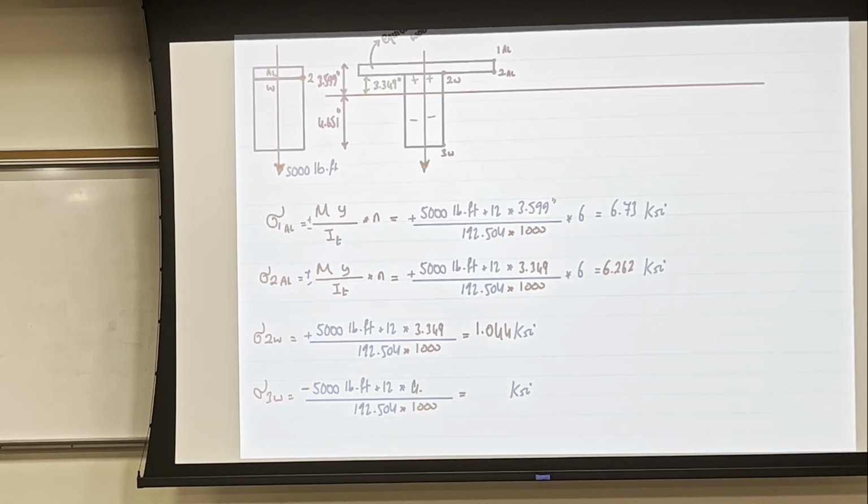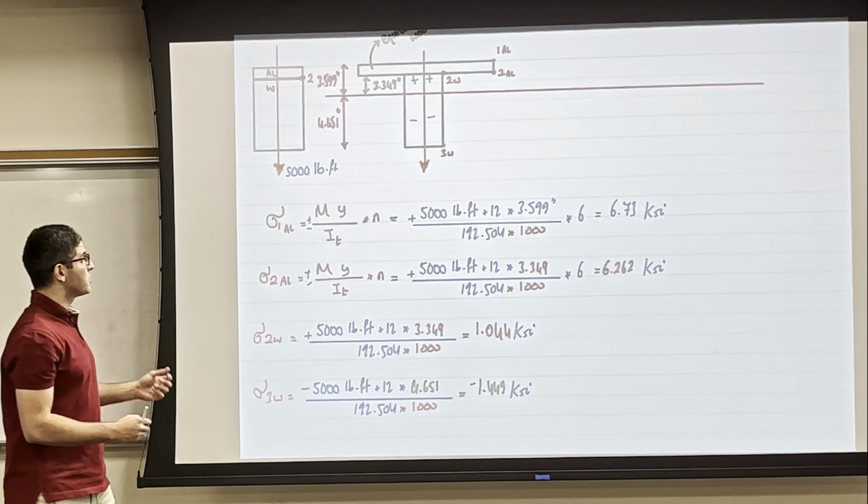So 4.651, and the value is negative 1.449 KSI. Okay, now let's draw the bending stress distribution.